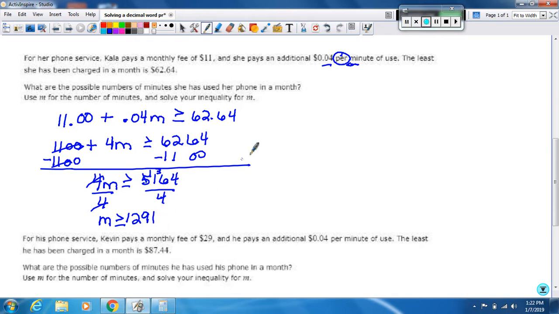Okay, so what are the possible number of minutes she has used her phone in a month? 1,291 minutes. That's the most number of minutes that she's used.